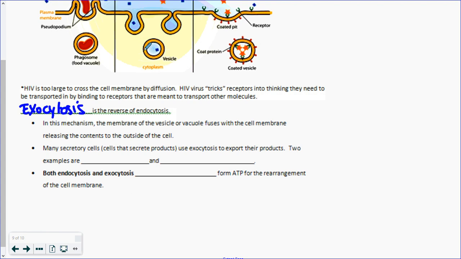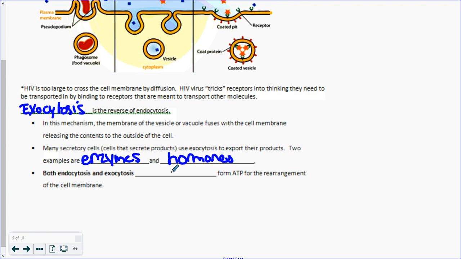Many secretory cells, so cells that secrete products. If you think of something like a gland that's producing hormones, those hormones need to go to another target gland or target tissue or out into the body. So these secretory cells use exocytosis to export their products. Enzymes are one example, so cells that are producing enzymes and cells that are producing hormones.